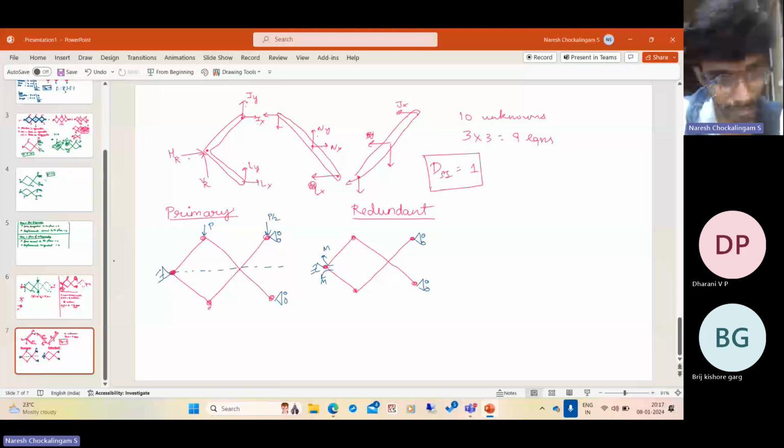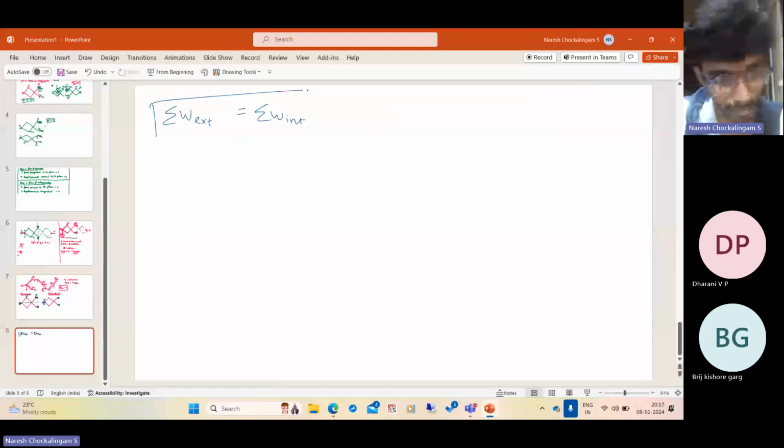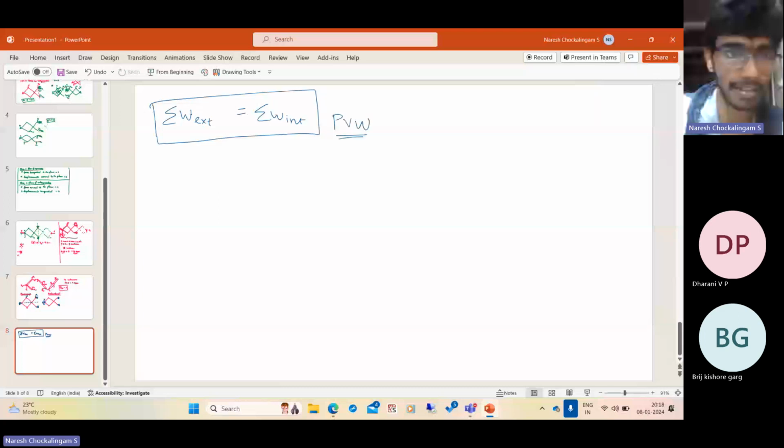Now, again, at this point we need to be careful. The principle of virtual work is that the net work done by the external forces is equal to the net work done by the internal forces. So the correct statement of the principle of virtual work, when subjected to an admissible virtual displacement field, right? So be very careful. The net virtual work done by the system of external forces should be equal to the net virtual work done by the internal forces subjected to a kinematically admissible displacement field.